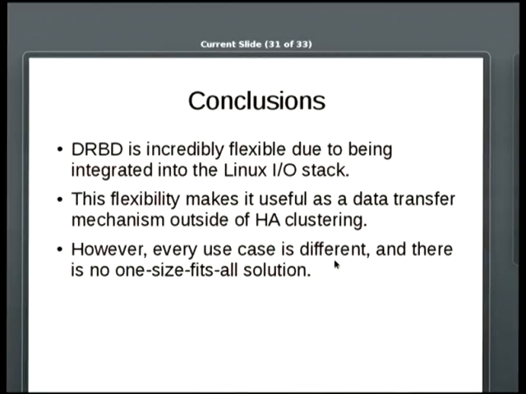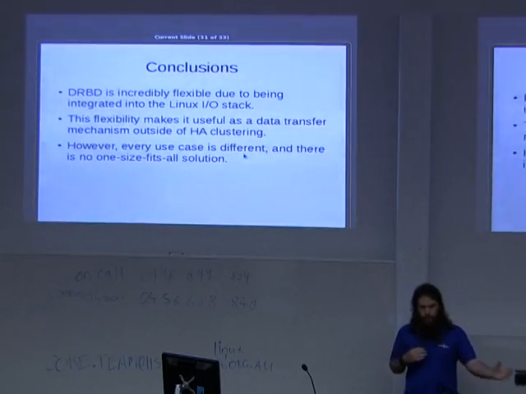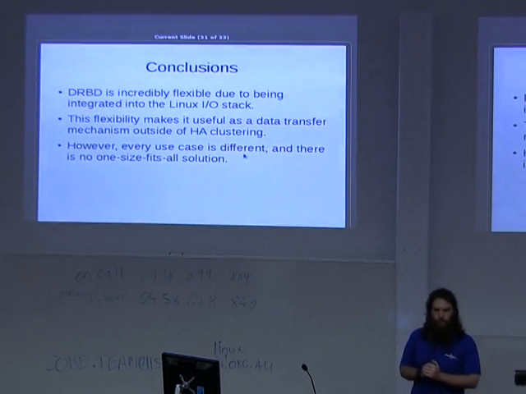DRBD manages to be incredibly flexible due to the fact that it's designed to integrate into the Linux I/O stack. It's effectively a component like any other component like LVM or anything, and you can piece it together to do whatever you want. It makes it useful outside of HA clustering. It's mainly used for replication for high availability, but in this case we've used it as a data transport to get data from one place to another.